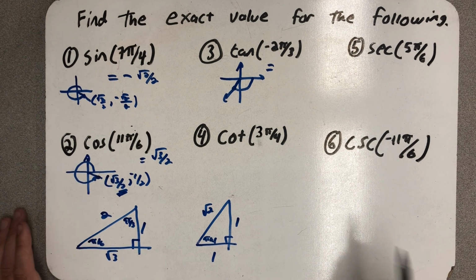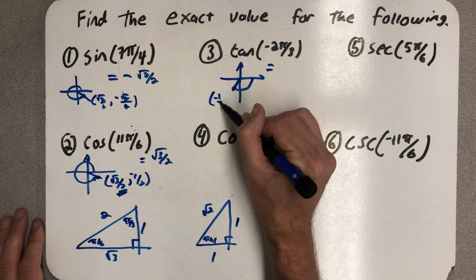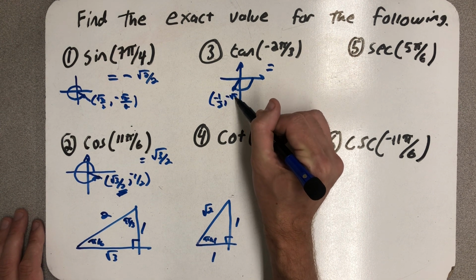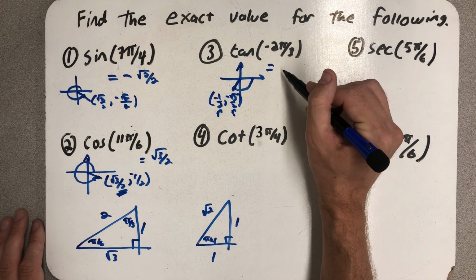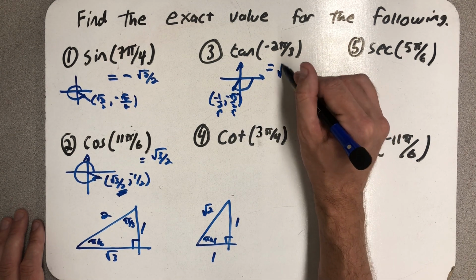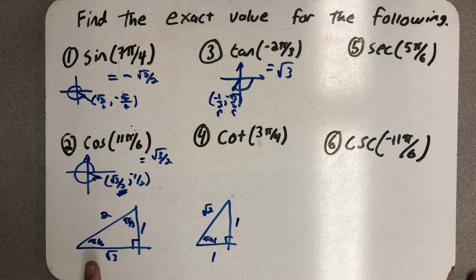But for me, again, I'm still thinking unit circle point, so I want to identify that point there. That'd be minus 1/2, comma, minus root 3 over 2. Tangent is the y-coordinate over the x-coordinate. So I'm going to get root 3, positive root 3, just like if I did opposite over adjacent, root 3 over 1.